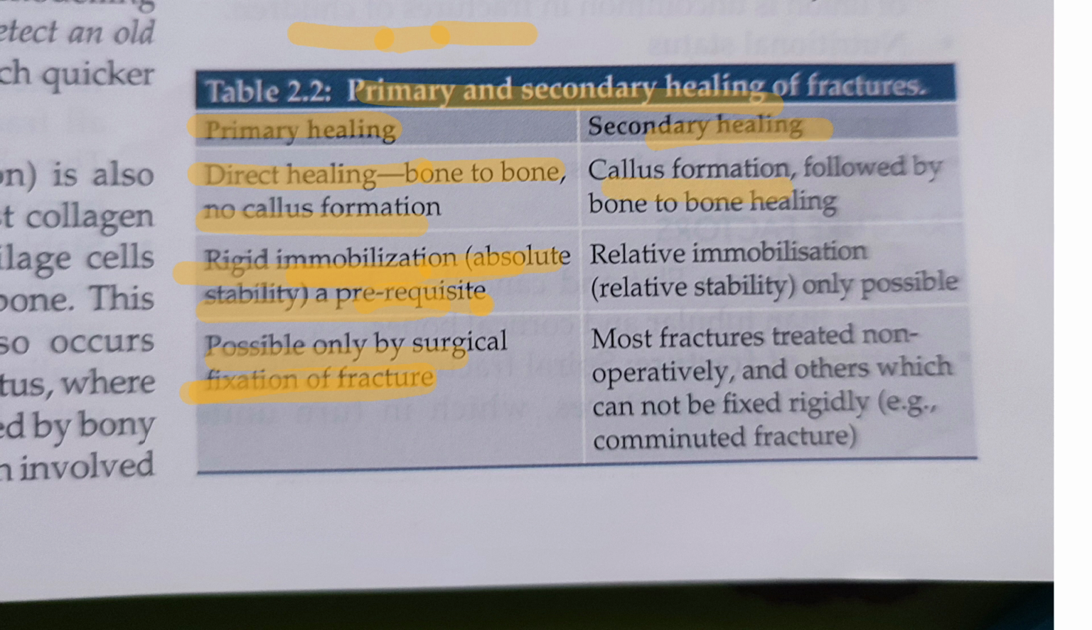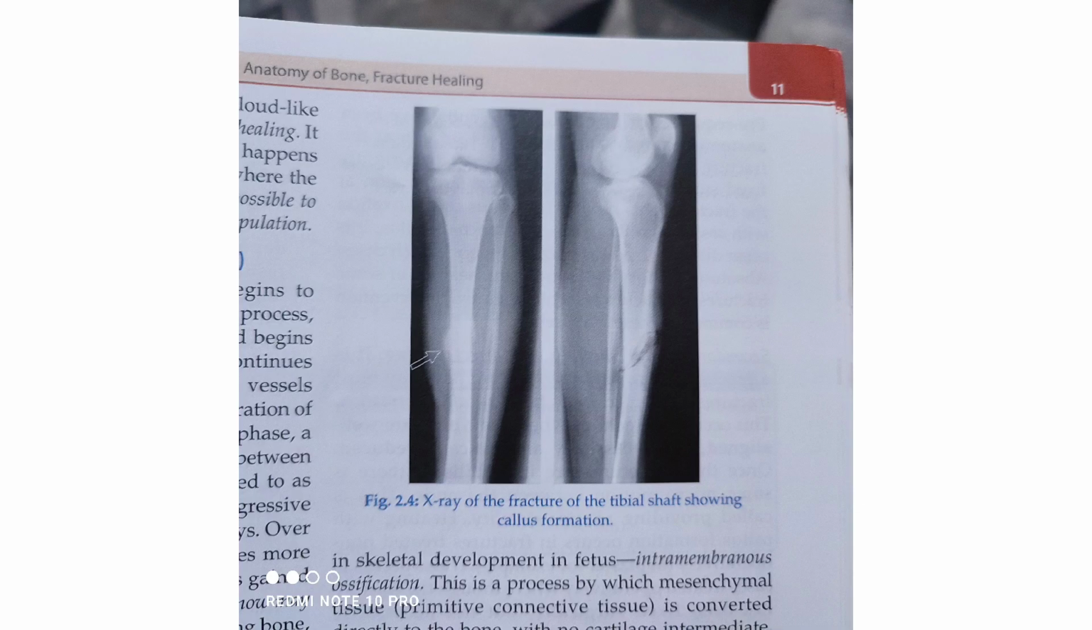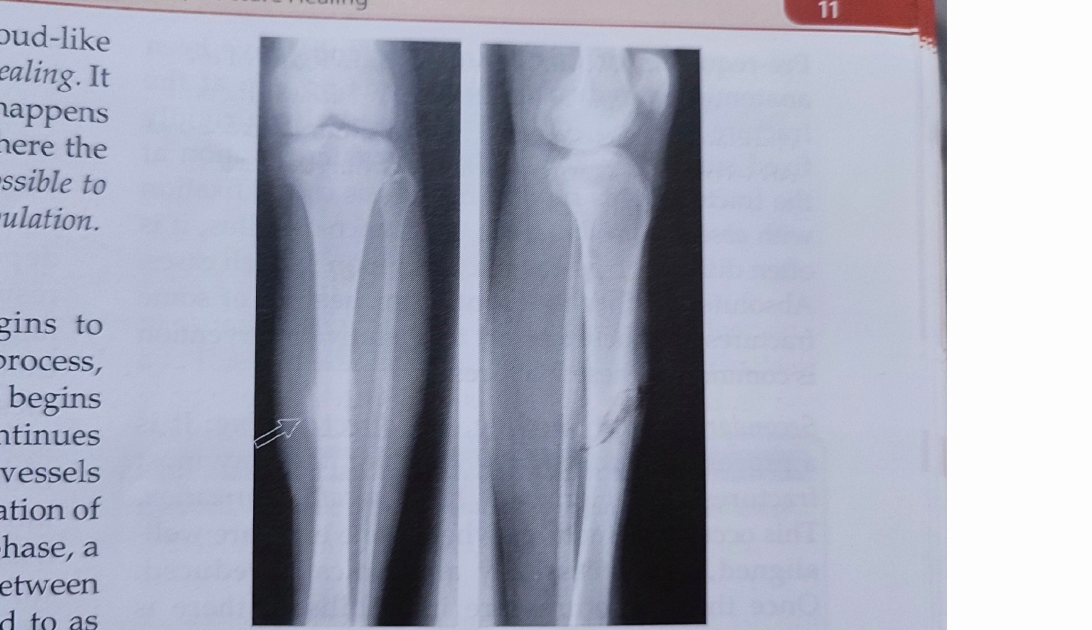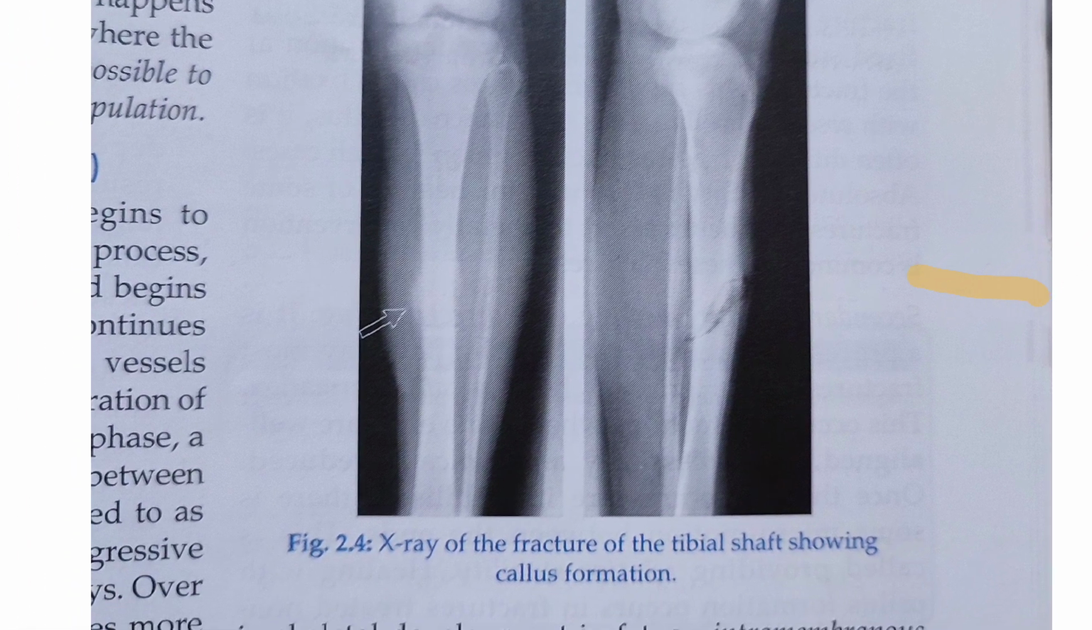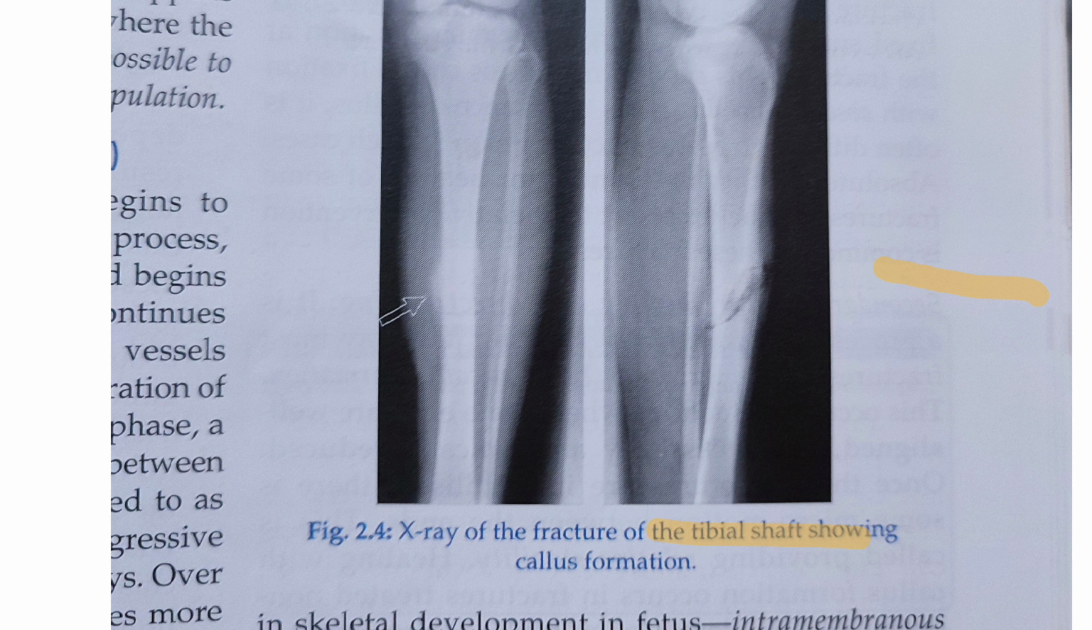Secondary healing: callus formation followed by bone to bone healing. A relative immobilization here. Relative stability is only possible. Most fractures are treated non-operatively, and others cannot be fixed rigidly, for example comminuted fracture. Look at this. X-ray of tibial shaft showing callus formation.